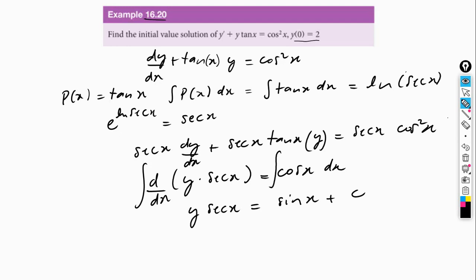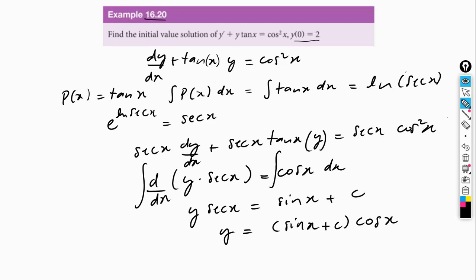Divide both sides by secant of x. We're going to get y is equal to sine of x plus c divided by 1 over cosine, which is the same as multiplying by cosine of x. Okay, since this is an initial value problem, we need to plug in 0 for x and 2 for y in order to solve for c.